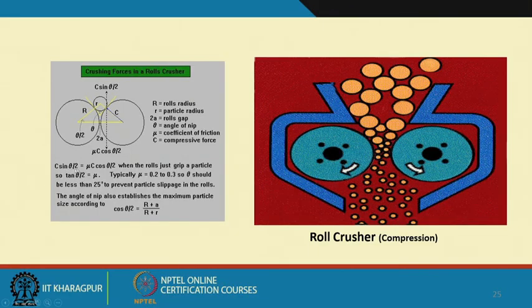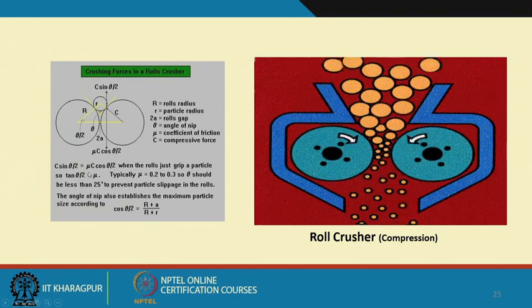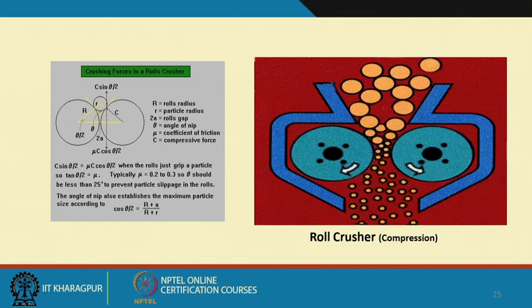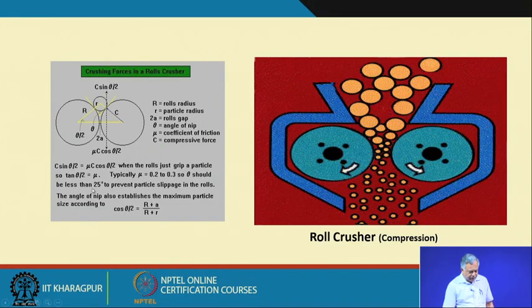So when the material is just gripped, C sin theta by 2 is equal to mu C cos theta by 2. We can write tan theta by 2, that is sin theta by 2 by cos theta by 2, is equal to mu. So the coefficient of friction is equal to tan of theta by 2, where theta is the angle of nip. Typically this mu value is 0.2 to 0.3, so theta should be less than 25 degrees.